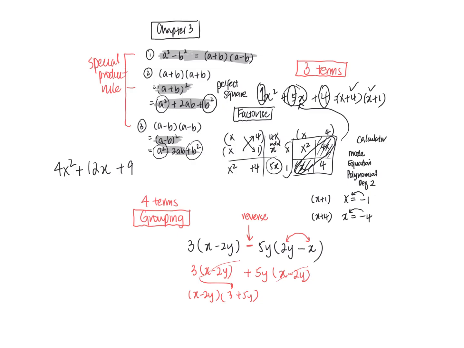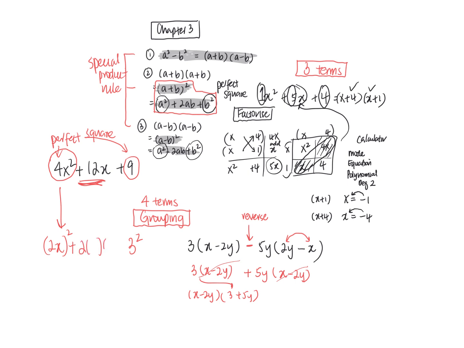Okay, so you check if your first term is a perfect square, your last term is a perfect square. You can suspect that most likely I need to use 1, 2, or 3. So since this is a plus, you know you must use number 2. This one. So I rewrite this. This is 2x squared. This at the back is 3 squared. So the middle is always 2ab.